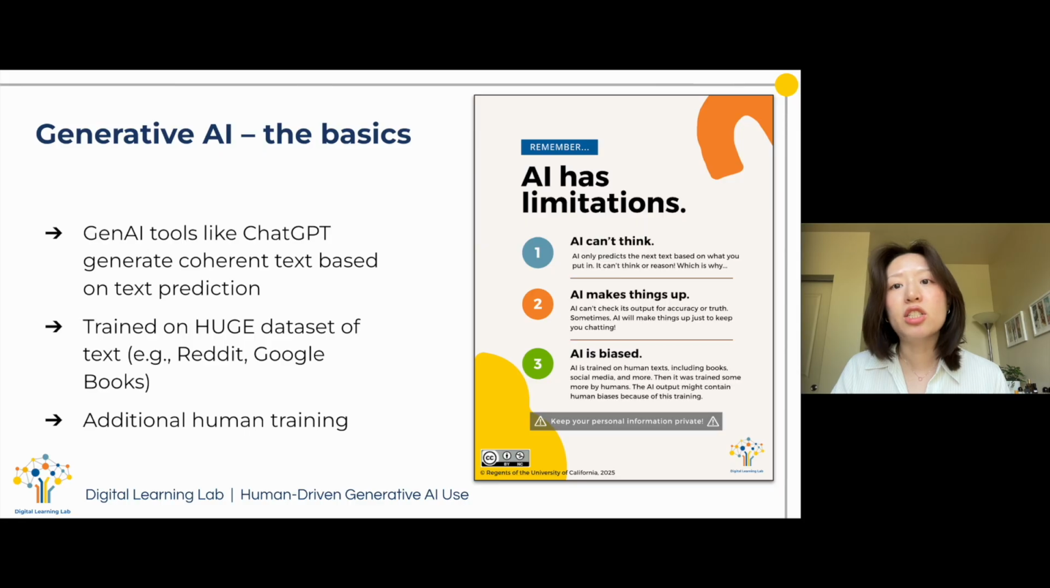What this means is that generative AI will often make things up just to keep you chatting, and its output may reflect the real biases embedded in its training data. These features are important to keep in mind as they impact the way you prompt the AI in your interactions. They also require you to evaluate the AI output for biases and corroborate any inaccuracies that may appear.